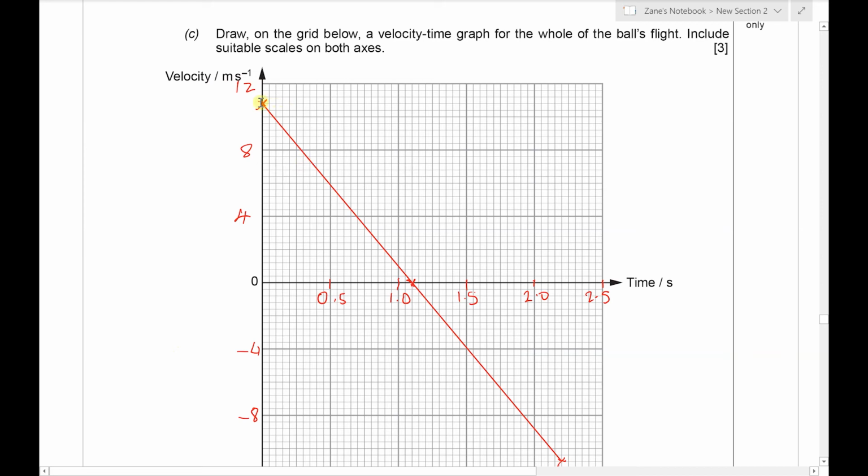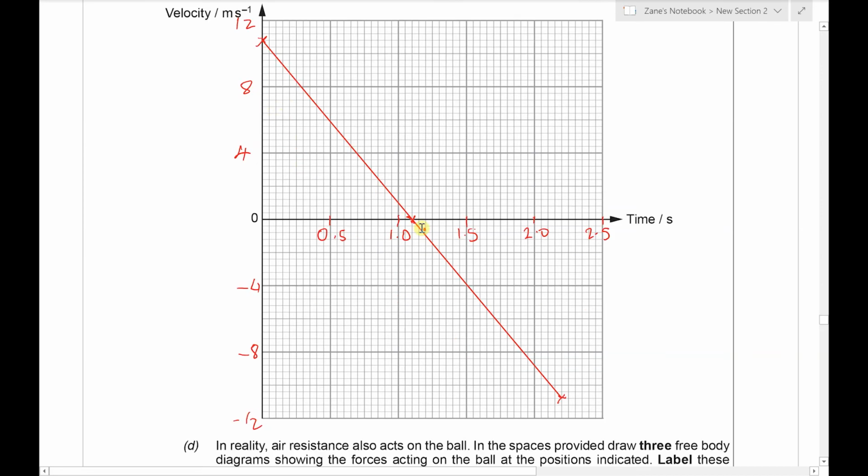Now the initial velocity was a positive 10.8 meters per second. After 1.1 seconds, the ball is at the top of its flight where its velocity is 0. And after 2.2 seconds, the ball is moving downwards, just about to hit the ground at a velocity of minus 10.8 meters per second here.